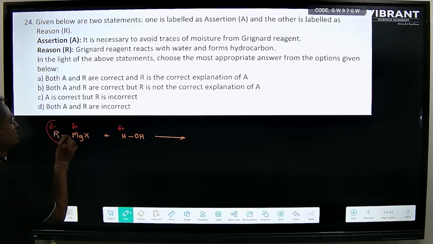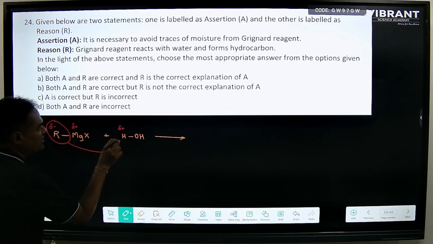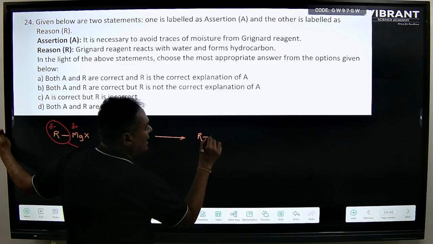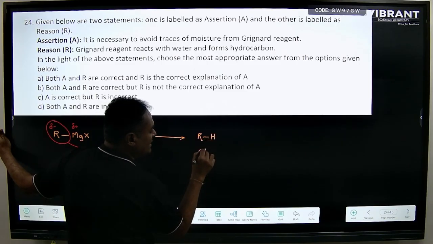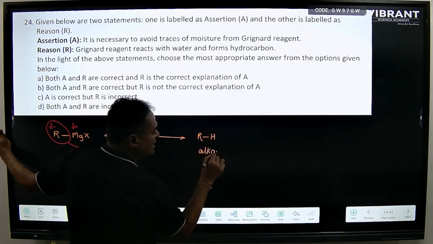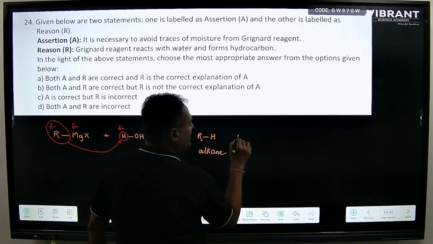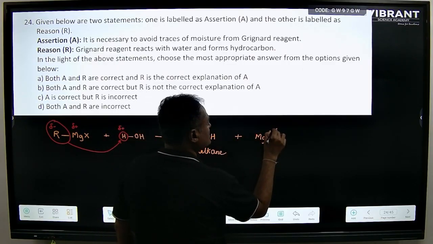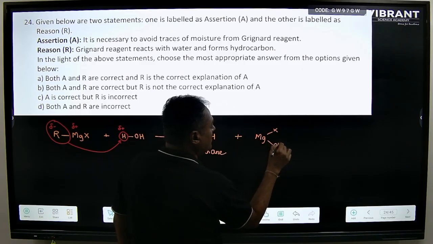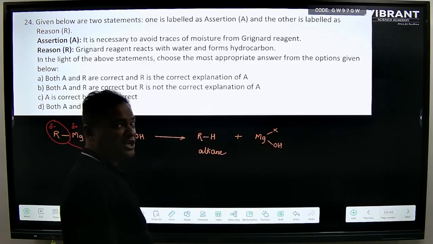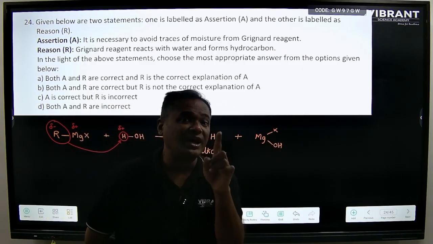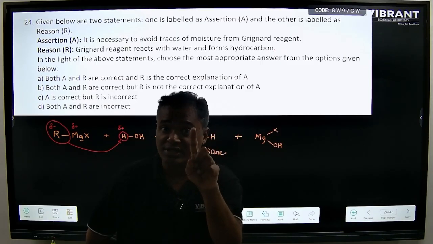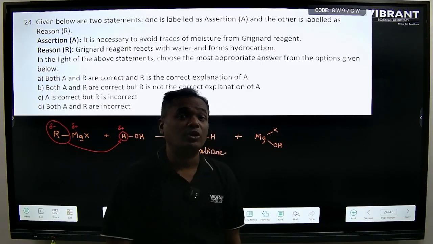Now, what happens? Your R as a conjugate base will combine with this H, and you will get hydrocarbons, alkanes, and the byproduct will be obtained, which is of no use right now, but still I will write. You have got X and OH over here. Most important is, whenever you are using a Grignard, we always use dry ether as a solvent medium, not water. Reason: it will start reacting with water to give you hydrocarbon.